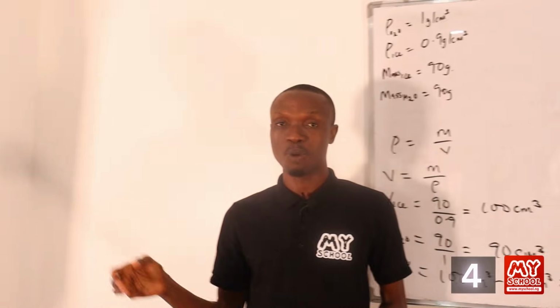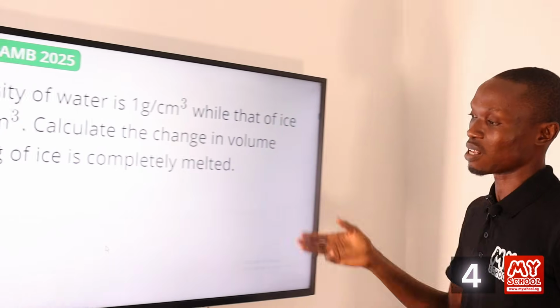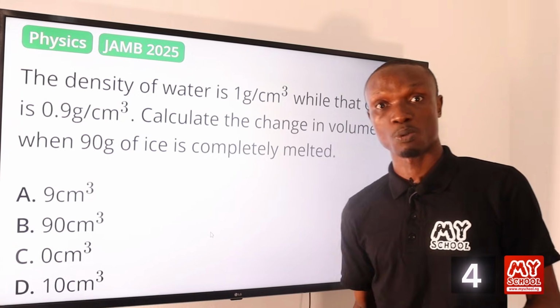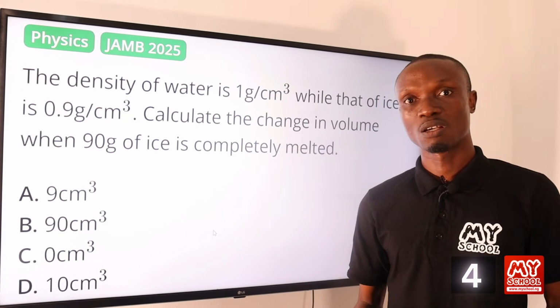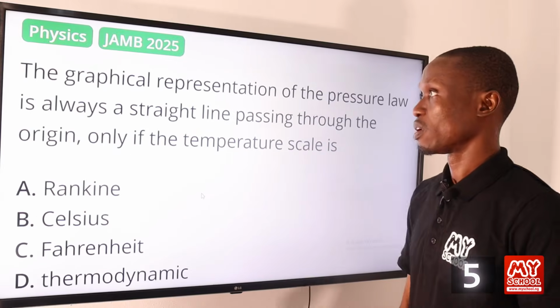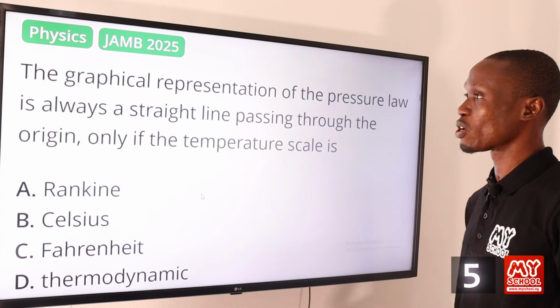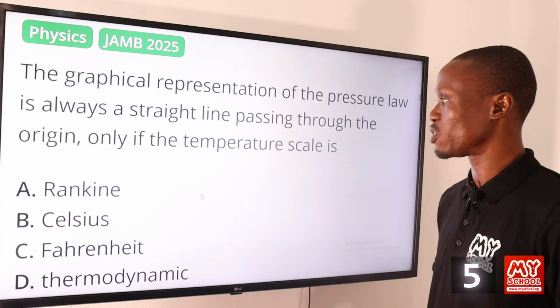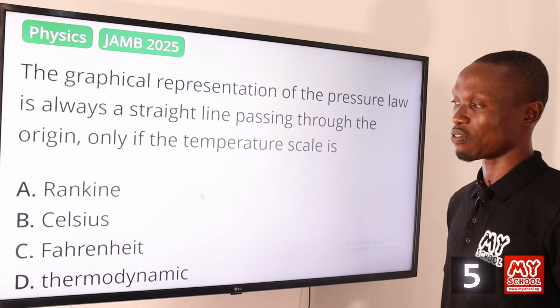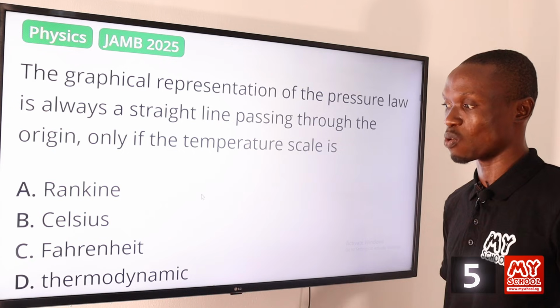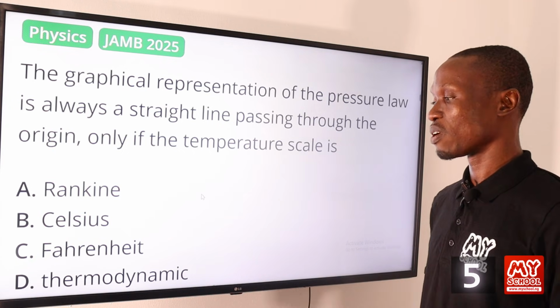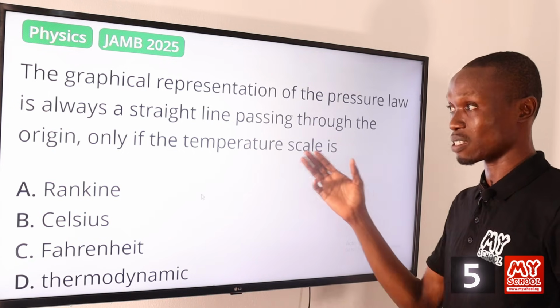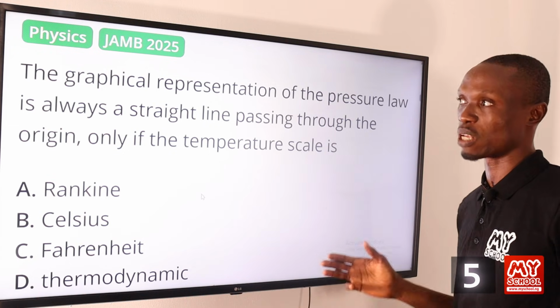So let's return back to the screen to pick the correct answer for this question, and that is option D, 10 centimeter cube. Question 5. The graphical representation of the pressure law is always a straight line passing through the origin only if the temperature scale is: A, Rankine; B, Celsius; C, Fahrenheit; and D, thermodynamic. So the answer to this question is thermodynamic, okay?